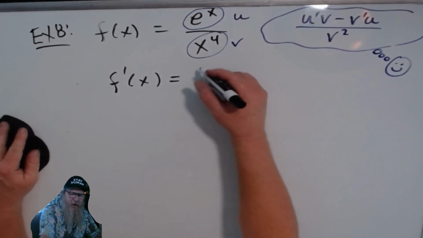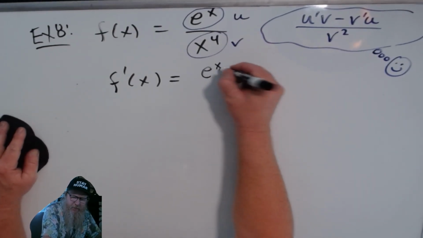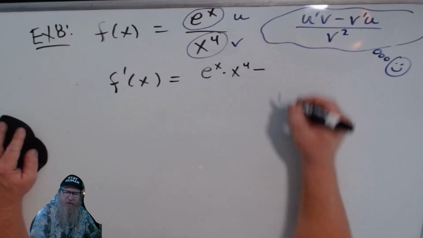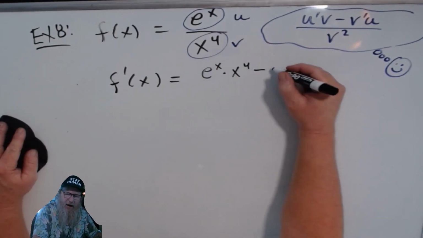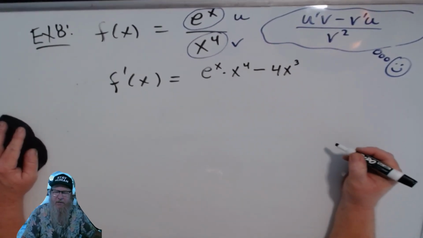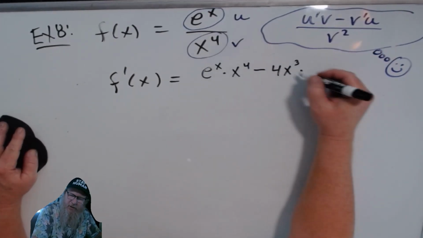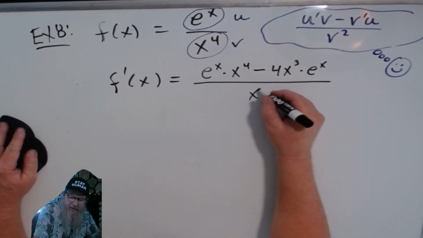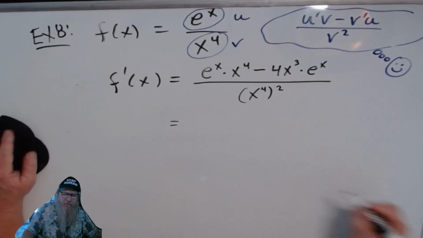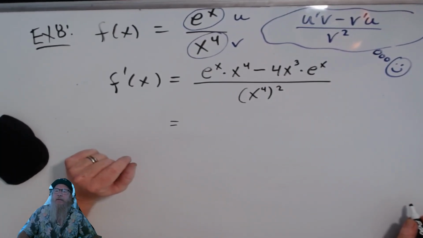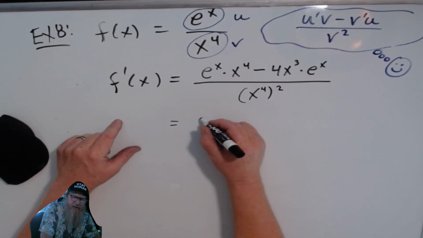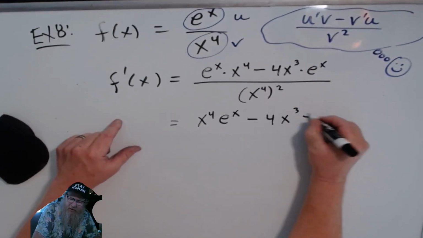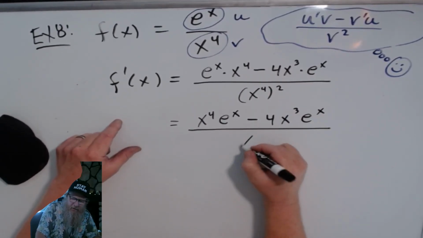All right, so u prime. Well, u is just e to the x, so u prime is still just e to the x. Times v, x to the 4th. And then v prime is 4x cubed times u, but u is just e to the x. And then v squared would be x to the fourth squared. So I've got x to the fourth e to the x minus 4x to the third e to the x all over x to the eighth.